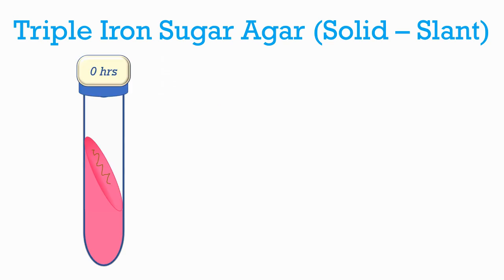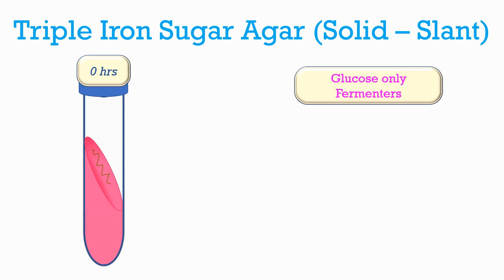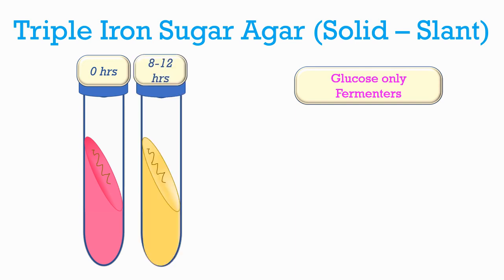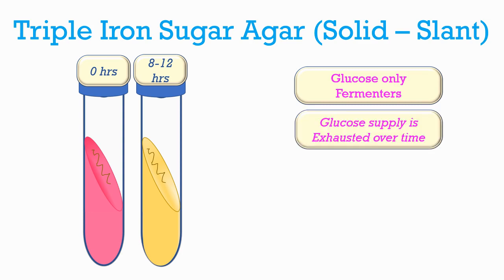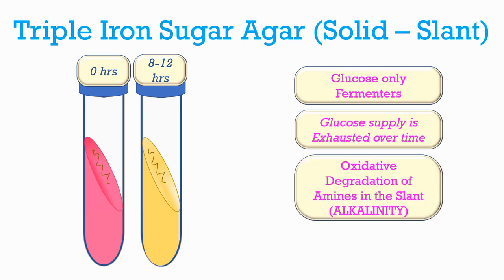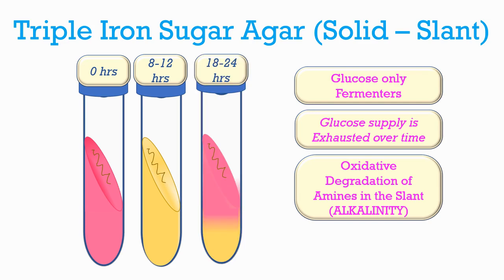Some bacteria ferment glucose but do not ferment lactose and sucrose. Glucose is present in limited quantities, so in the first 8 to 12 hours, the glucose is fermented throughout the butt and the slant, producing acid and therefore change in the color of the medium to yellow. In the next few hours, the glucose supply is exhausted and bacteria in the slant switch to the oxidative degradation of amino acids and release amines, thus changing the pH and color of the slant back from yellow to pink by 18 to 24 hours.